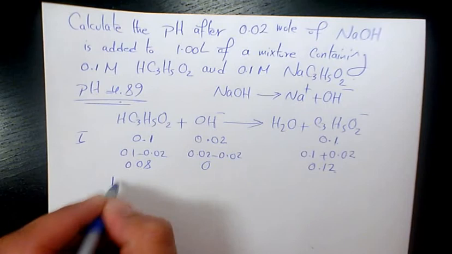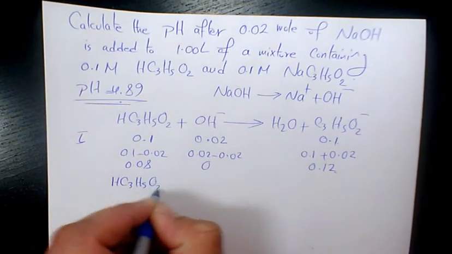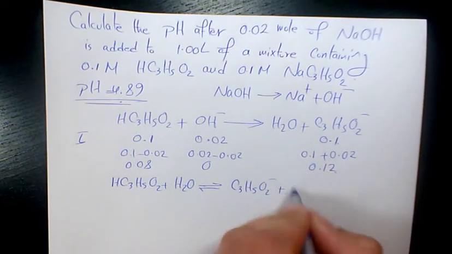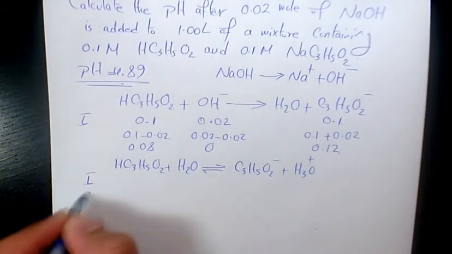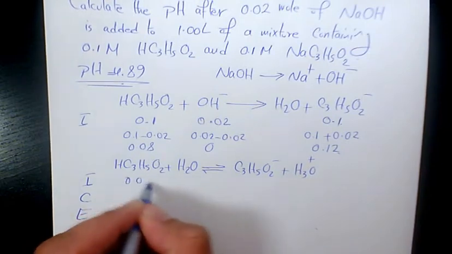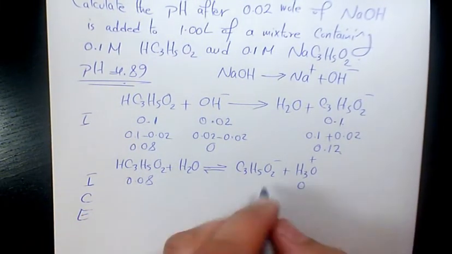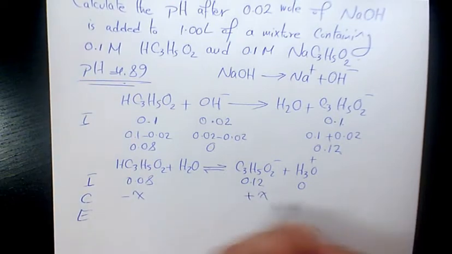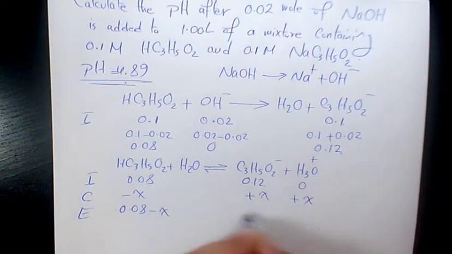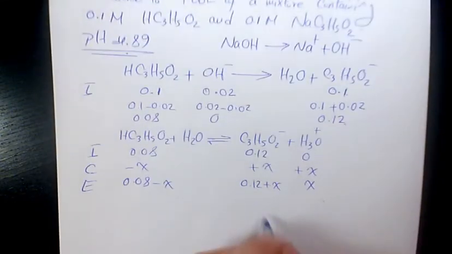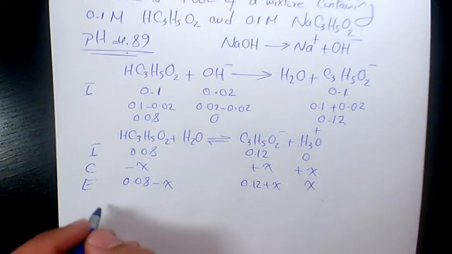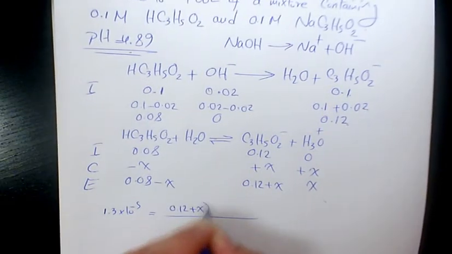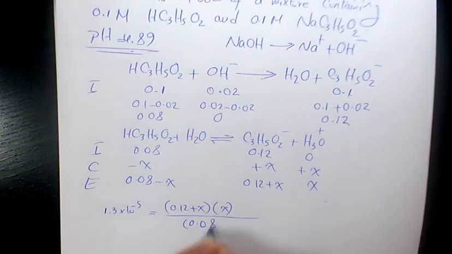Then I can say acid plus water is going to produce the conjugate base and hydronium ion. So I'm going to have the ICE table. After the reaction we have 0.08, approximately 0 for hydronium because it's 10 to the power of negative 7, and here it is 0.12. Negative x, plus x, plus x. So we have 0.08 minus x, 0.12 plus x, and x. So Ka, dissociation constant, is 1.3 times 10 to the power of negative 5 equals 0.12 plus x times x divided by 0.08 minus x.